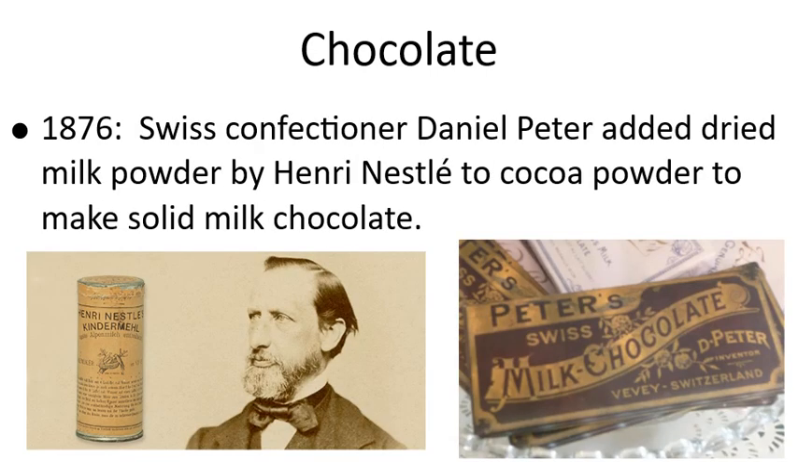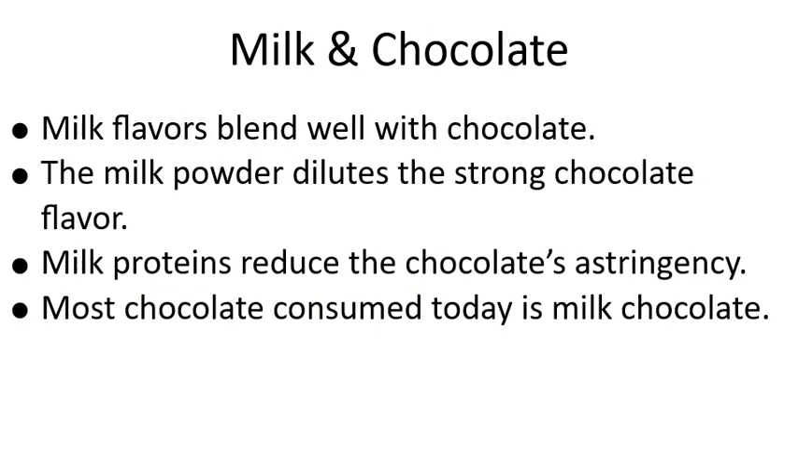It's not until 1876 when a Swiss confectioner named Daniel Peter adds dried milk powder produced by Henry Nestle to cocoa powder to make the first solid milk chocolate. Nestle, of course, goes on to become a household name for the production of chocolate. Now, it turns out that the milk flavors blend quite well with chocolate. The sugars in the milk powder serve to dilute the strong chocolate flavor. And the milk proteins also reduce the chocolate's astringency.